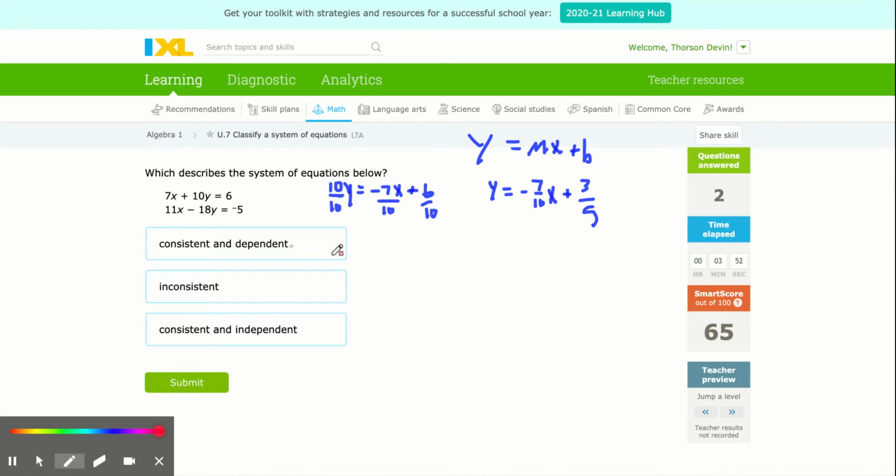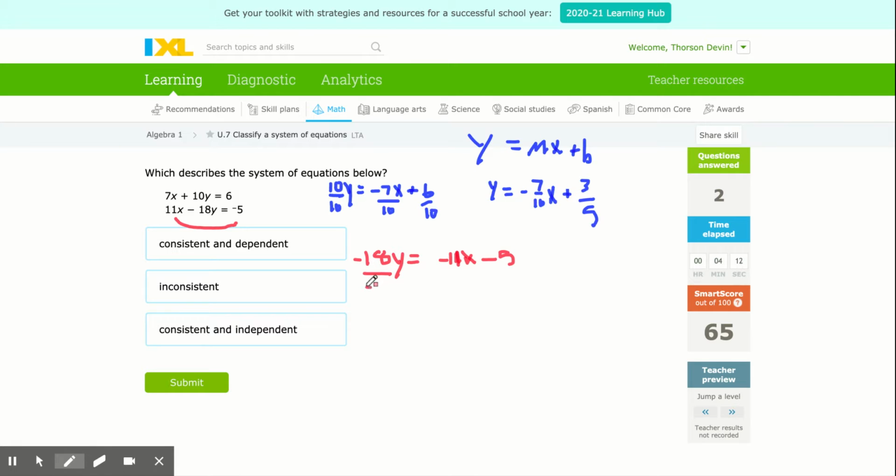First thing I'm going to do is subtract 11x over. So I'm left with a negative 18y equals a negative 11x minus 5. It's a horrible 11. Negative 11x. Okay, so that's just bringing this 11x over. It changes sign. Now I'm going to divide everything by negative 18. Right? Divide by negative 18. Divide by negative 18.